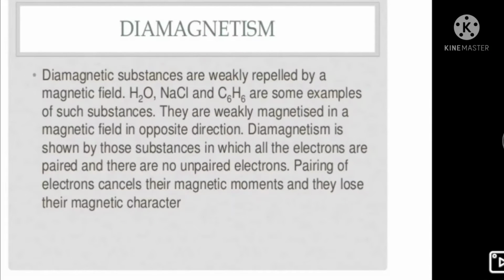Diamagnetism or diamagnetic substances. When a diamagnetic substance is placed in a magnetic field, it is repelled by the magnet. Diamagnetic substances are weakly repelled by a magnetic field. This is because their constituents contain paired electrons. In the case of diamagnetic substances, there are no unpaired electrons. All the electrons are paired. The pairing of electrons cancels their magnetic moments and they lose their magnetic character. Examples are water, NaCl, benzene, copper, bismuth, etc.